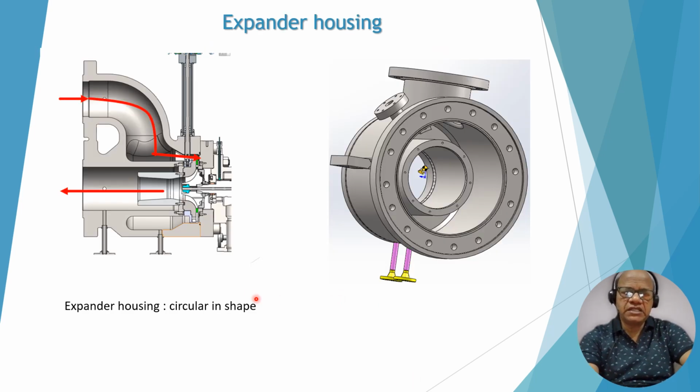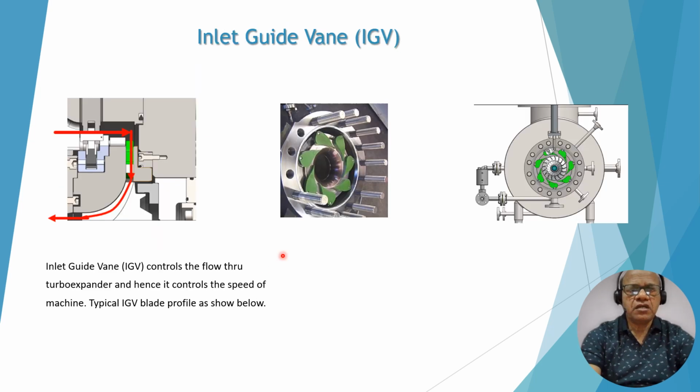Expander housing, you can see this is circular in shape. Gas comes here, comes to the IGV and then goes out. IGV, you can see this is the IGV where the pressure drop and temperature drop occur, and the main function of the IGV is to control the speed and control the flow. And this is another view of the IGV, which is installed on the machine.